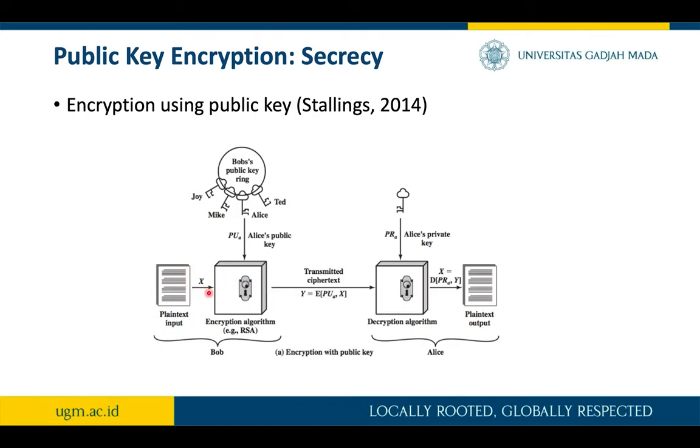So the plain text here is X, and we use the encryption algorithm, and the result will be the ciphertext, which is Y. Y is the result of the encryption of the plain text X using Alice's public key. And then at the receiver side, Alice will decrypt the ciphertext using her private key. The result will be the original plaintext, which is X. So this is the first type of the use of public key encryption.